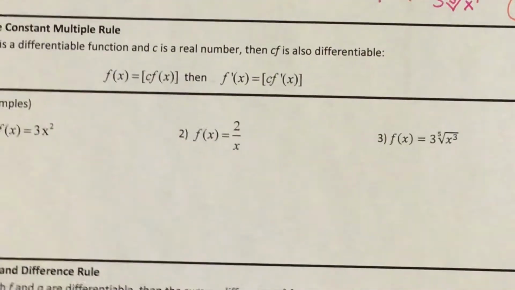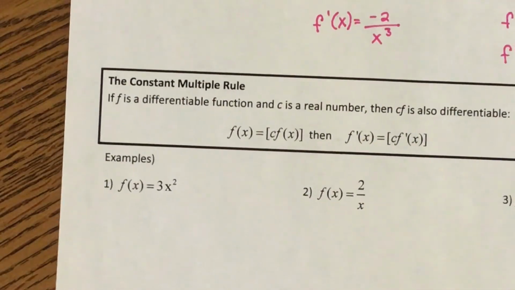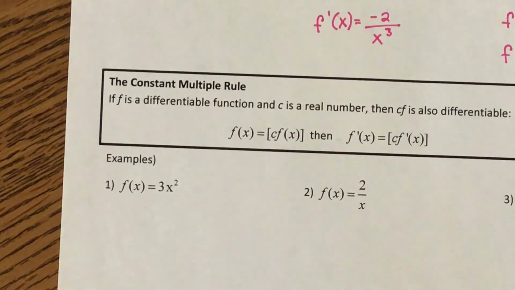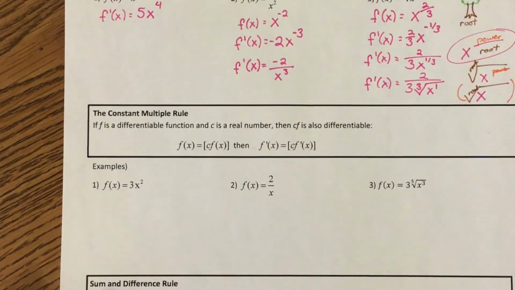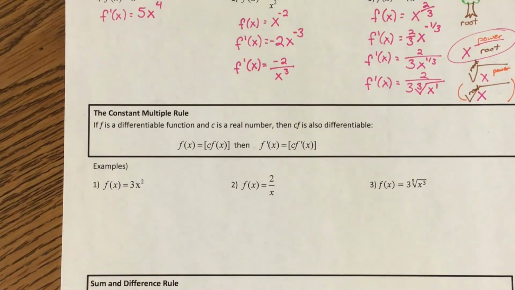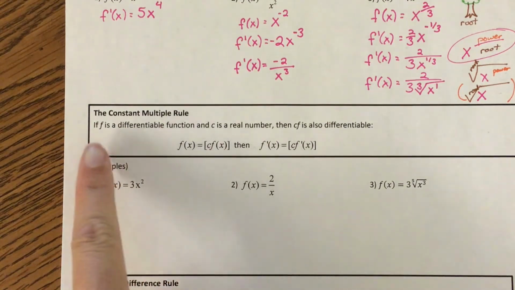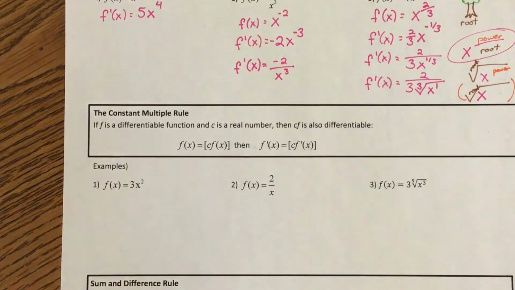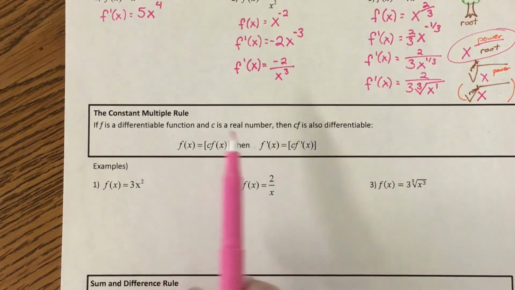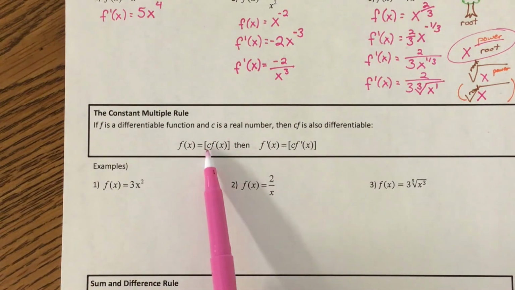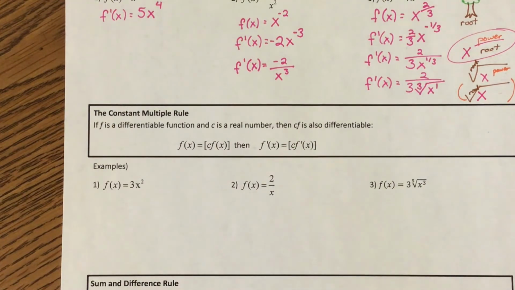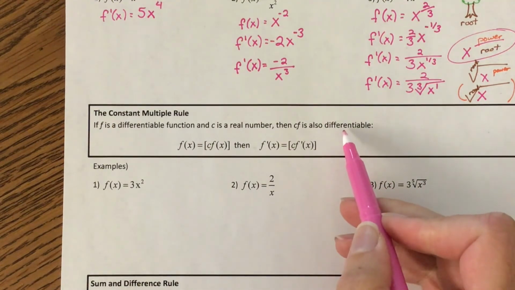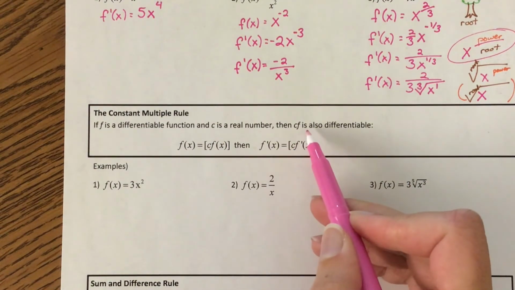The next little bit on this page is the constant multiple rule. Okay, constant multiple means a constant that is multiplied. That is also called a coefficient. So let's say that f is a differentiable function. That means you can take a derivative of it. And c is a real number, so some kind of a constant number. Then c times f is also differentiable. You can also take the derivative of c times f.